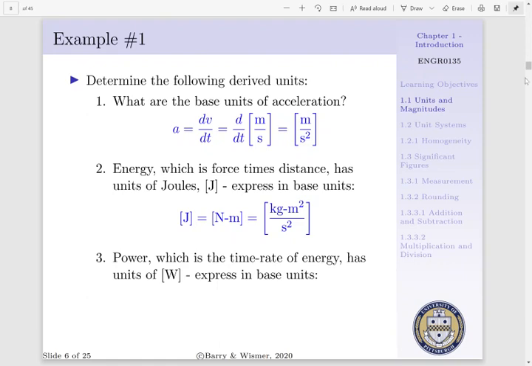Now power is the time rate of change of energy, and it has units of watts. Say we want to express this in our base units. Now a watt, a capital [W] within our parentheses, is a joule per second. Our joule we found to be a kilogram meter squared per second squared, and if we divide this by second, we'd have kilogram meter squared per second cubed, which describes the base units of watts.